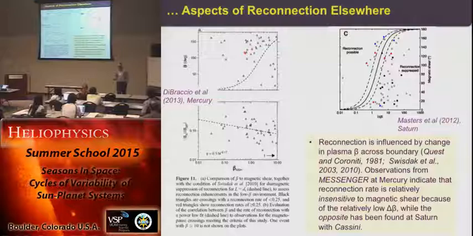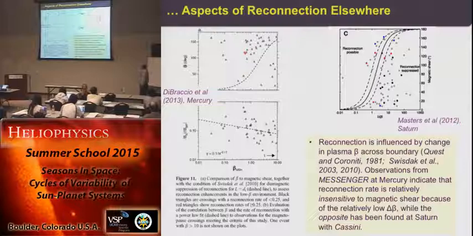The nice classical X line that you want to form to support reconnection, that magnetic structure becomes strongly distorted by high plasma beta through a process known as diamagnetic drift. You can read the details in this paper. What that means for Saturn is that reconnection is very often strongly suppressed. So if we look at the diagram from Masters et al., we have magnetic shear going from 0 to 180, and change in beta on a logarithmic scale going from 0.01 to 1,000. The data points correspond to magnetopause crossings observed by Cassini.